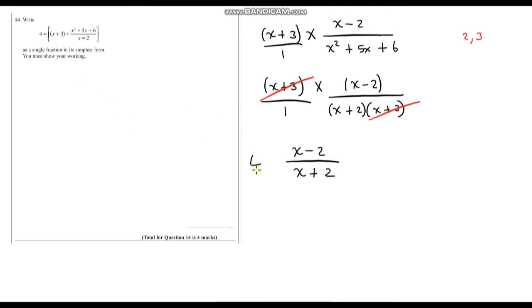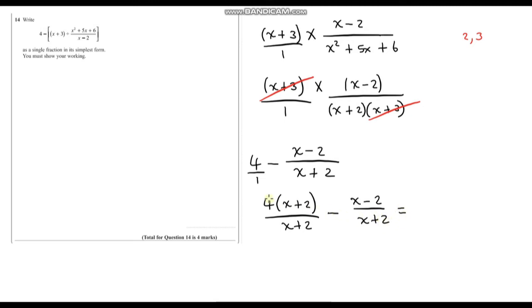And we're going to do 4, subtract all of this now. So remember, whenever we are adding or subtracting fractions, the denominators need to be the same. So that's essentially 4 over 1. So I need to make both denominators x plus 2. So if I multiply this whole fraction by x plus 2 over x plus 2, that gives me 4 times x plus 2 over x plus 2. And then I'm going to subtract x minus 2 over x plus 2.